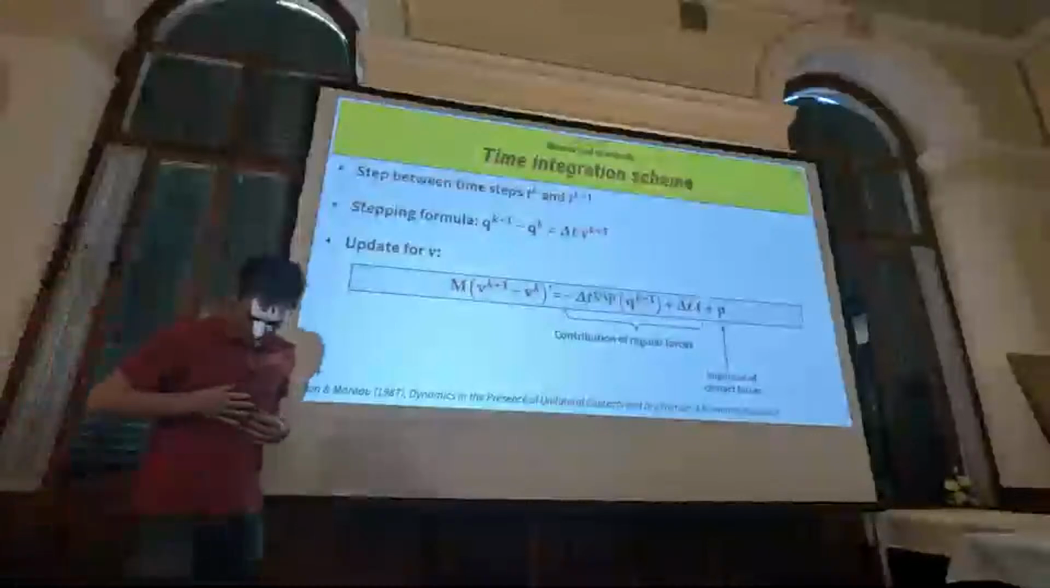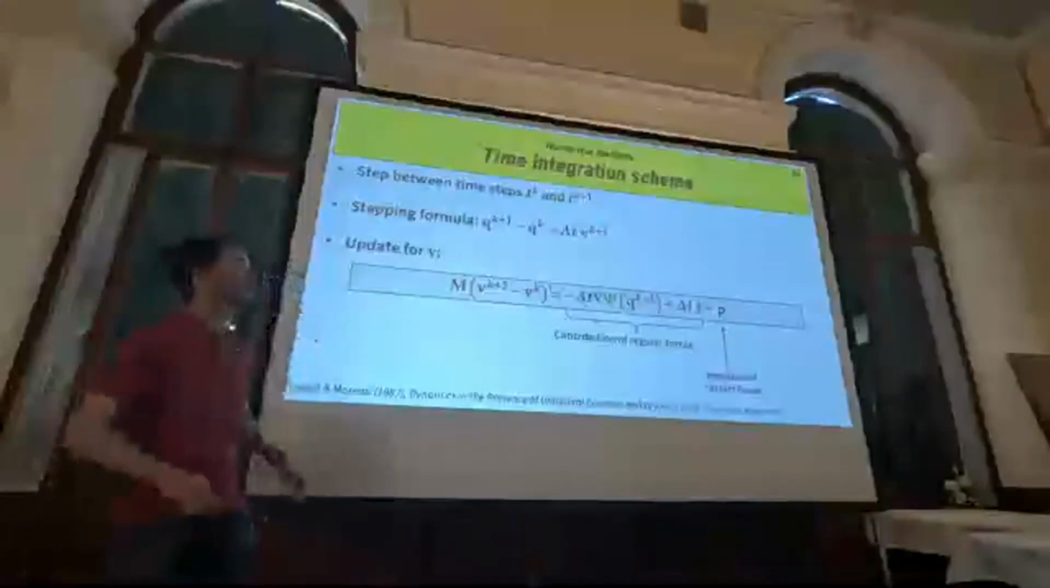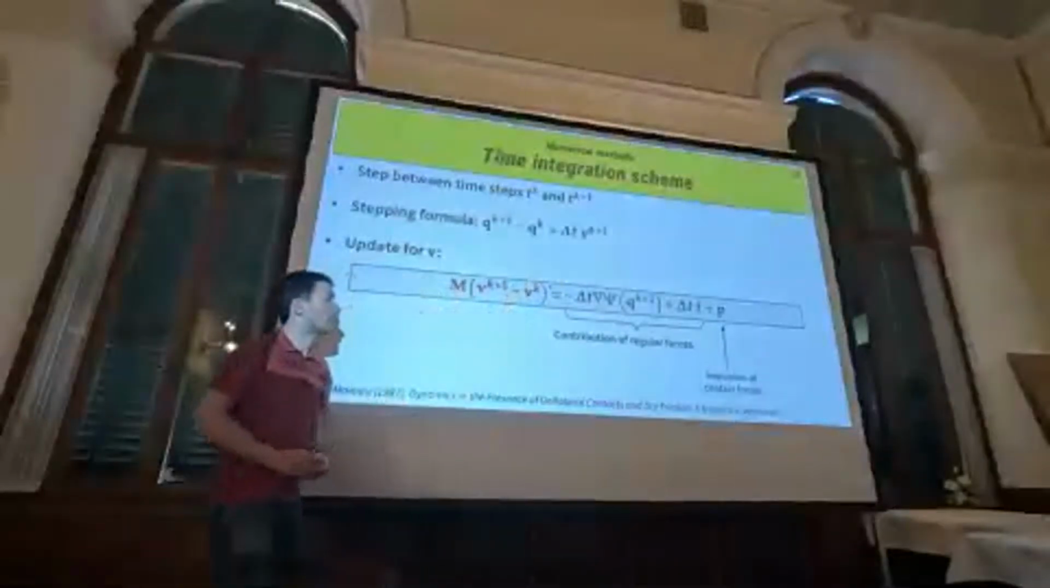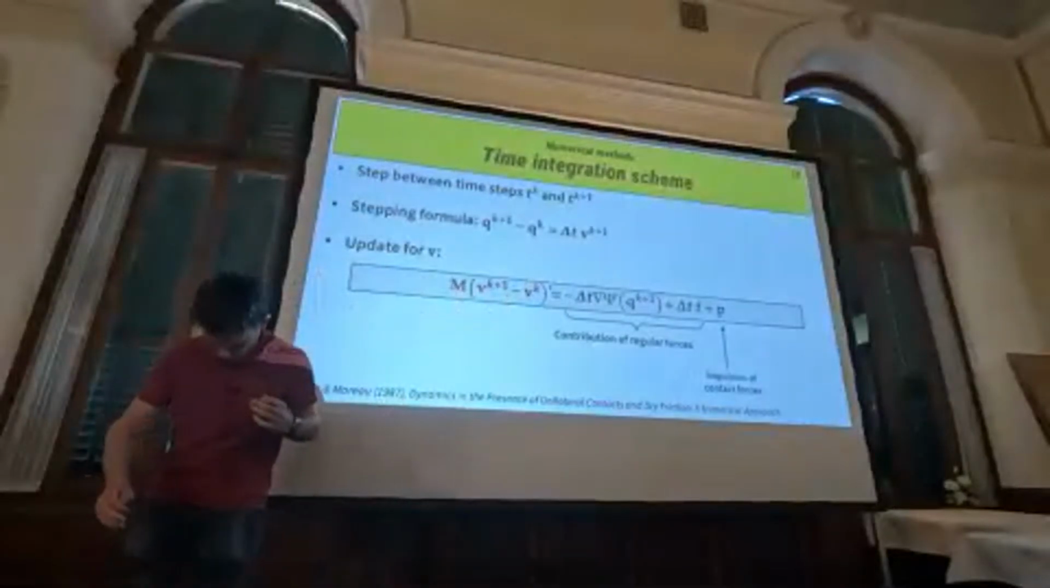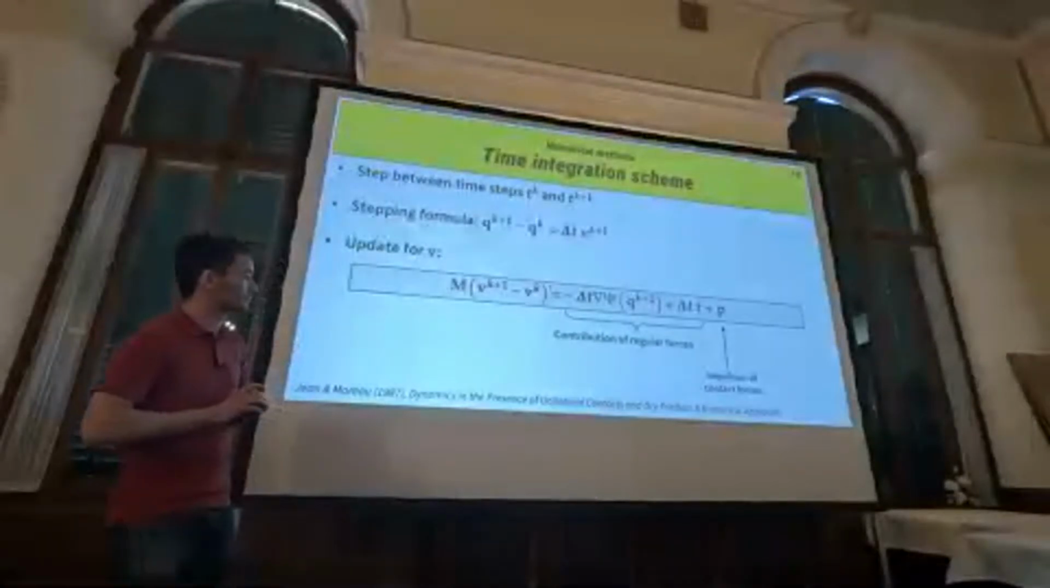Concerning the integral scheme, we use a very simple implicit scheme. Here I put the implicit Euler for the velocity, but actually I have a theta scheme in the software.